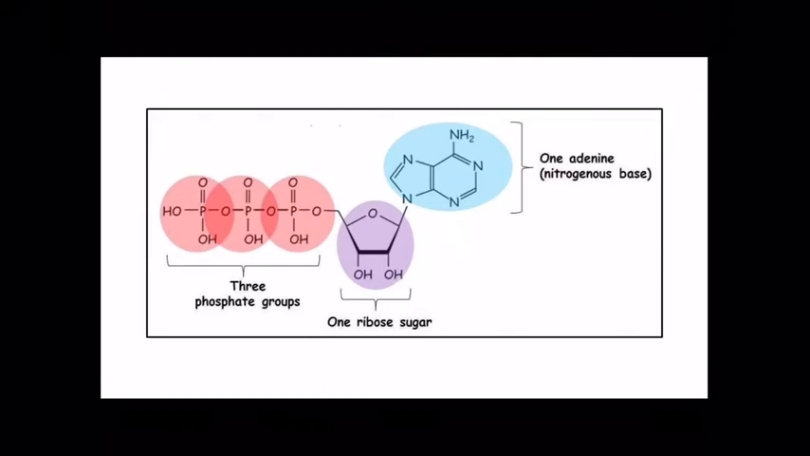So let's look at the structure of this molecule here. On the top right, we have one adenine. And adenine, at this point, should sound familiar and look familiar. It has a bunch of nitrogens in it, and it has a hexagon and a pentagon put together.